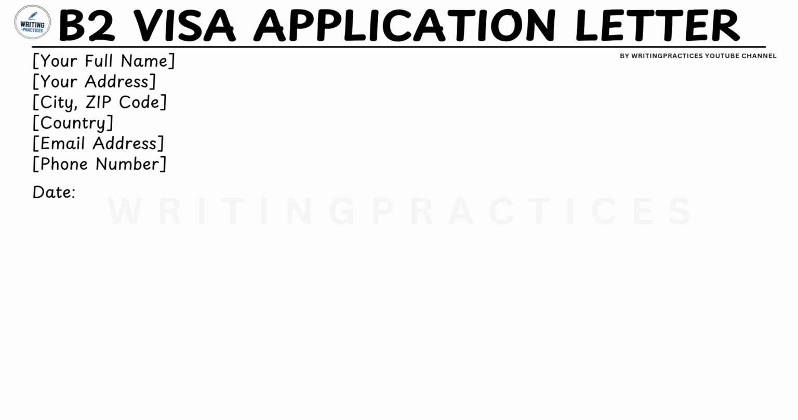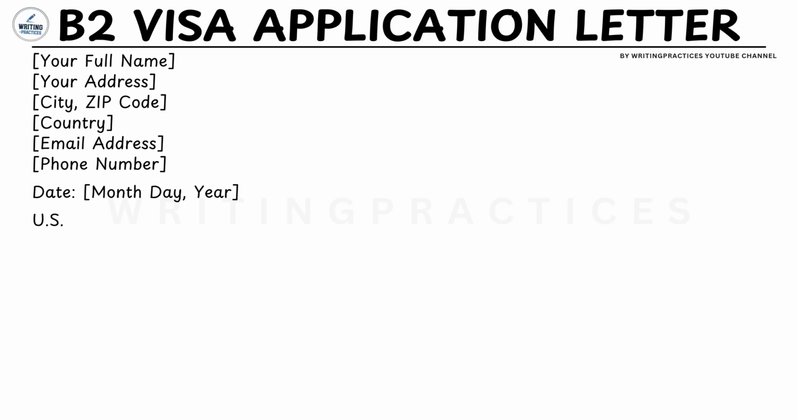Date, indicating when the letter is written. Next, you need to include the date when you are submitting the letter. This is important for record keeping and helps the consular officer know when the application was made. For example, April 15th, 2025. Make sure the date is correct and formatted properly before submitting your letter.